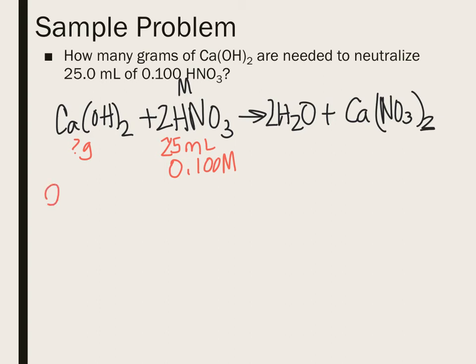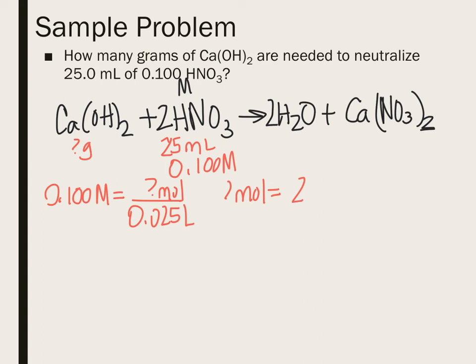So we know that 0.0100 molar HNO3 will equal some number of moles, and we have 25 milliliters, so 0.025 liters. Okay, when I do that, my number of moles is going to equal 2.5 times 10 to the -3, and that's my moles of my HNO3.